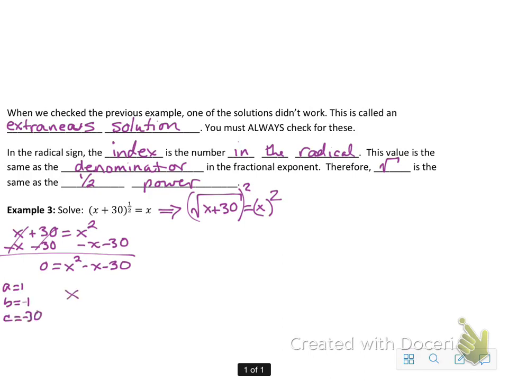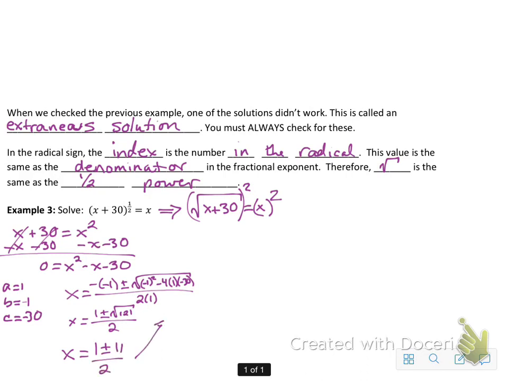We plug it in. X equals negative 1 plus or minus square root negative 1 squared minus 4 times 1 times negative 30 all over 2 times 1, which means that x equals 1 plus or minus the square root of some number over 2. Well, that number is 121. Good. 121 is a perfect square. So x is just 1 plus or minus 11 over 2, which means that we get 1 plus 11 over 2 and 1 minus 11 over 2. Well, that math is pretty simple. We get 6 and we get negative 5.